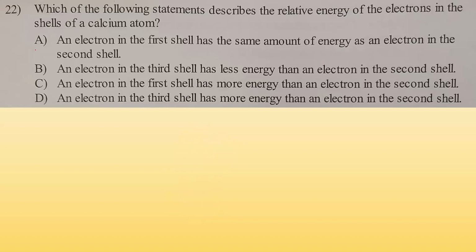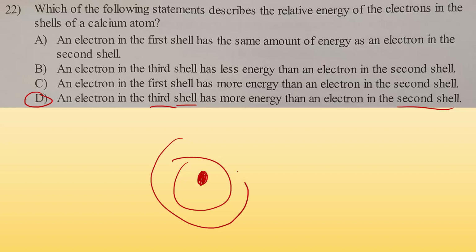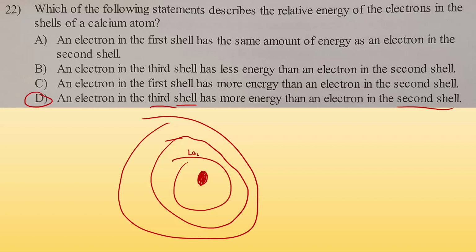22. Which of the following statements describes the relative energy of the electrons in the shells of a calcium atom? It's going to be choice D. An electron in the third shell has more energy than an electron in the second shell. If this is my nucleus, and these are the shells that the electrons can be found in, the lowest energy is the one closest to the nucleus, and the highest energy is the one furthest away. As an electron falls from the outer shells into the lower shells, it gives off energy in the form of light. How big of a drop determines what wavelength of light is being emitted.